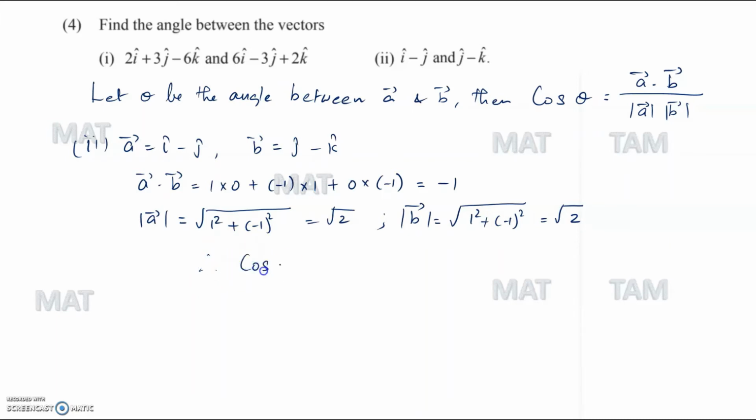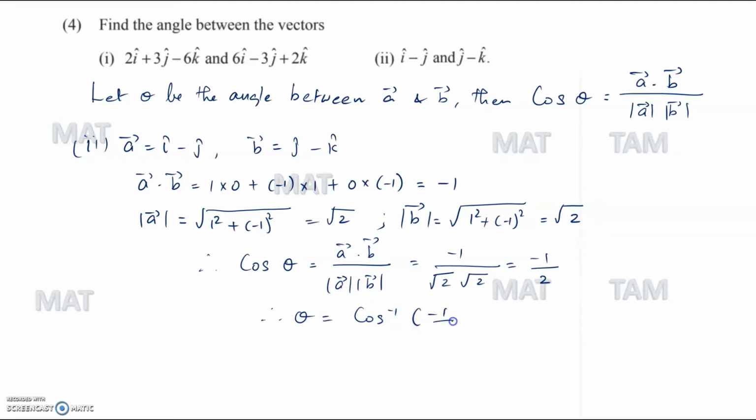Therefore, our cos theta is equal to A dot product with B divided by magnitude of A into magnitude of B, which is equal to minus 1 divided by root 2 into root 2, which is equal to minus 1 by 2. Therefore, our theta is equal to cos inverse of minus 1 by 2. Therefore, our theta is equal to pi minus pi by 3. So that will be equal to 2 pi by 3.